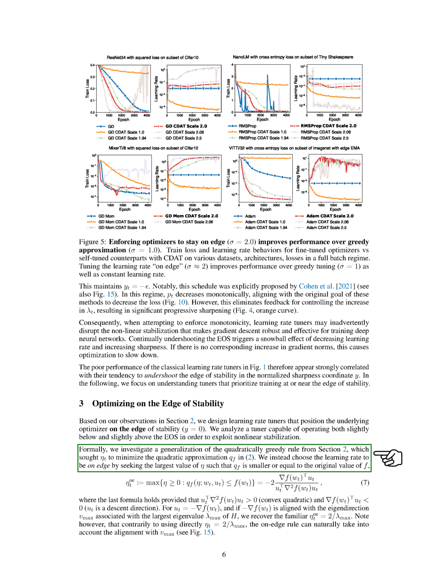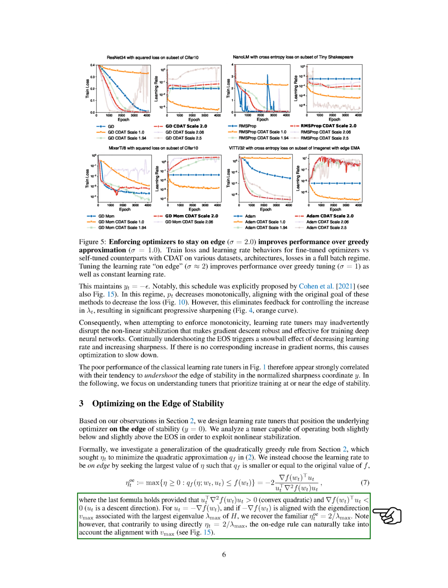Instead of minimizing a quadratic approximation like in the classic tuners, we aim to set the learning rate on the edge by finding the largest value that ensures the approximation is smaller or equal to the original function value. This condition is met when the function is convex and the descent direction aligns with the eigendirection associated with the largest eigenvalue of the Hessian matrix. By aligning with the eigendirection, we derived a rule for the learning rate.